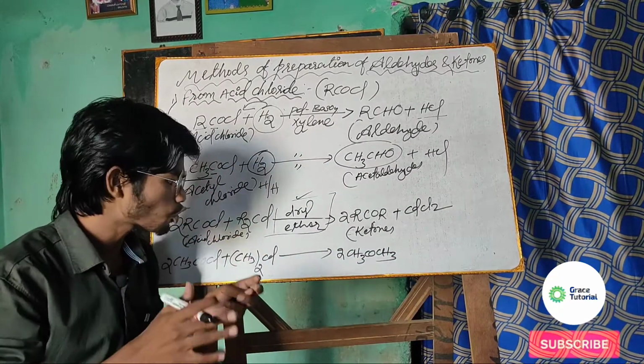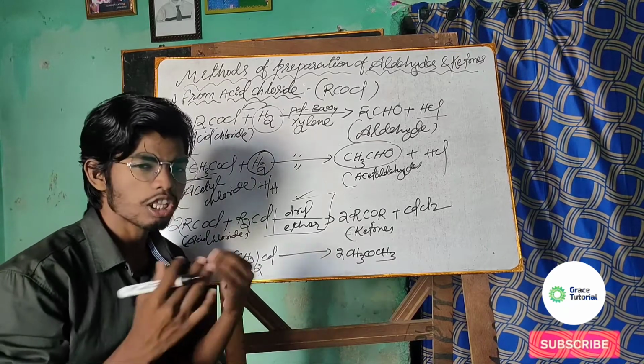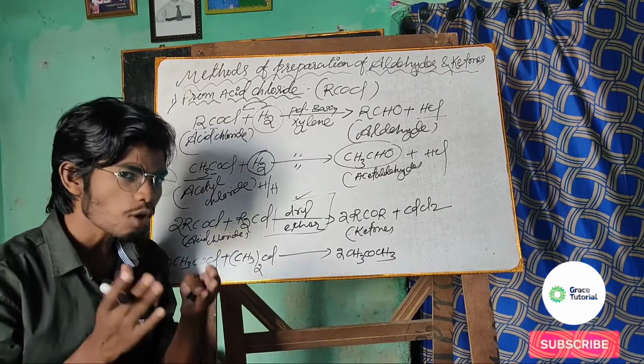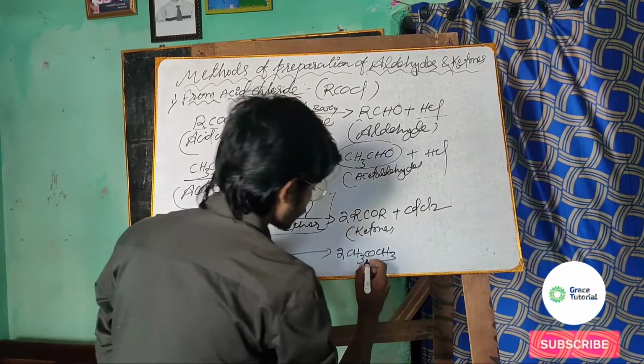In the previous lectures, I explained in a very detailed and systematic manner the nomenclature of aldehydes and ketones. So I hope you can easily say that CH3COCH3 means acetone, right?